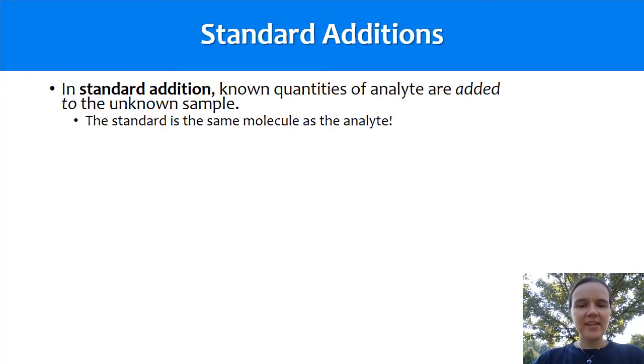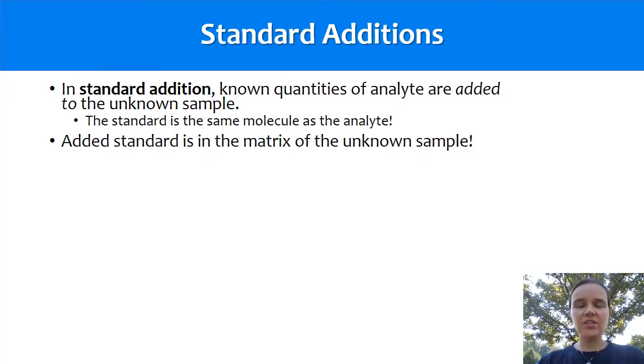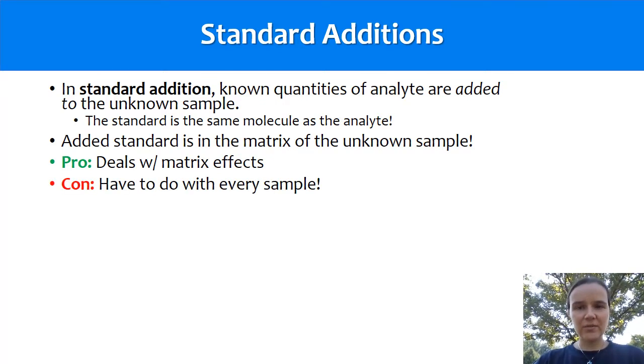So to summarize, standard additions is adding a known quantity of analyte, which is the same molecule. Your standard here is your same molecule as your analyte. You're adding that into the unknown. Because it's added to the unknown, your standard is in that same matrix as the unknown analyte. Pro is that it does deal with matrix effects. The con here is you have to do this with every single sample because your samples might have different matrices.